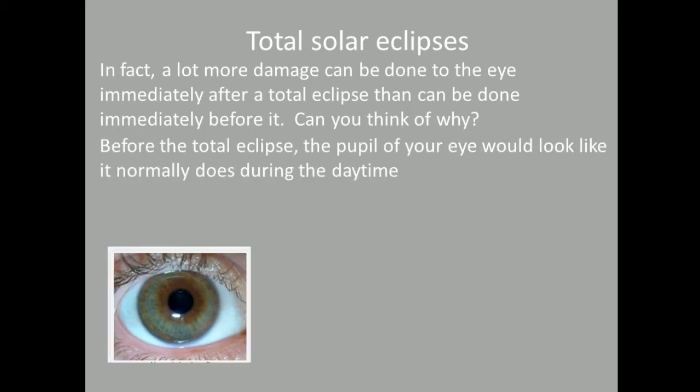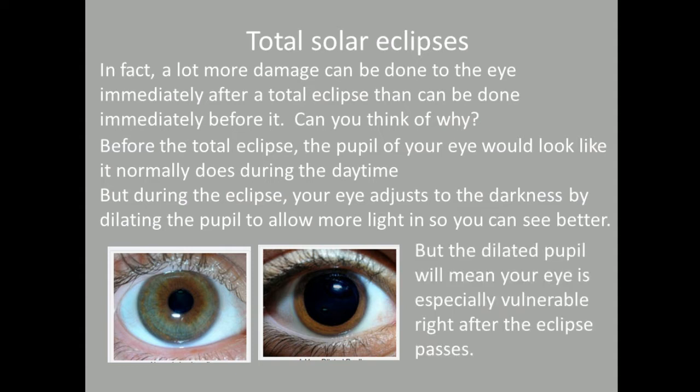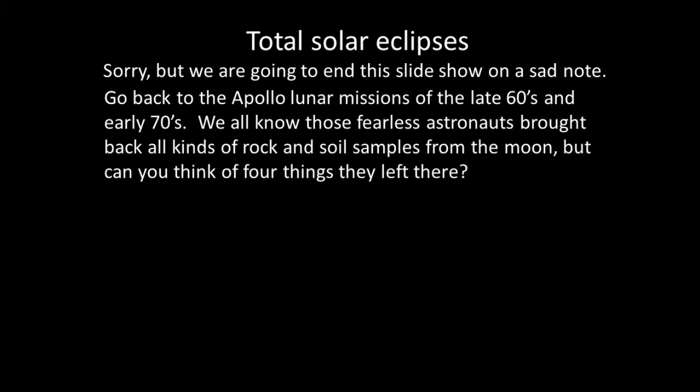Before the total eclipse, the pupil of your eye will look like it normally does during the daytime. But during the eclipse, your eye adjusts to the darkness by dilating the pupil to allow more light in so you can see better. But the dilated pupil will mean your eye is especially vulnerable right after the eclipse passes. So be safe. Sorry, but we're going to end this slideshow on a sad note.